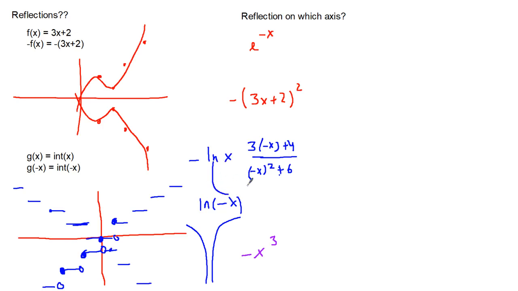Because it's a reflection on the x-axis. This is a reflection on the y-axis if you have the negative inside of the function, just like the horizontal stretch. So what axis is this on? E to the negative x? It's on the y-axis. What about this? X-axis. You should be able to just look at it and see, right?